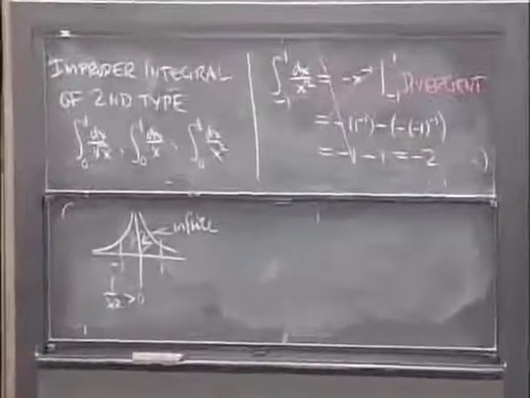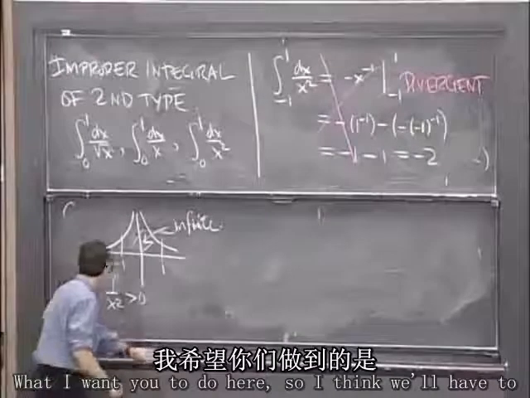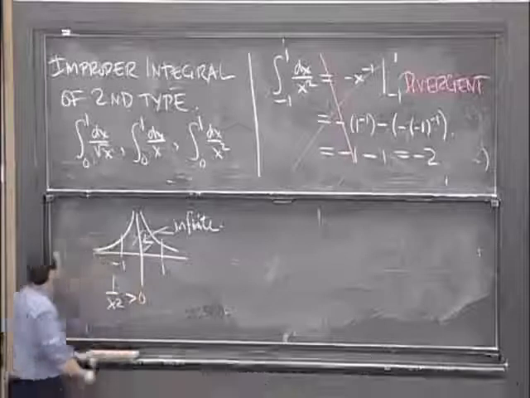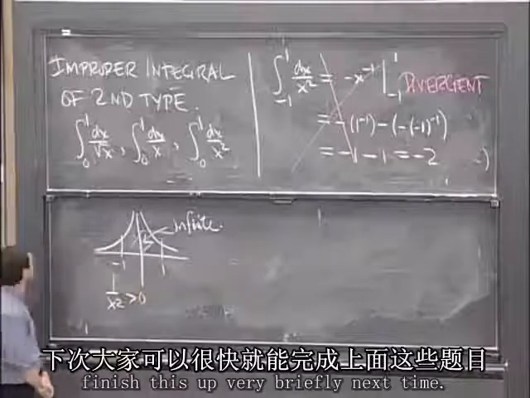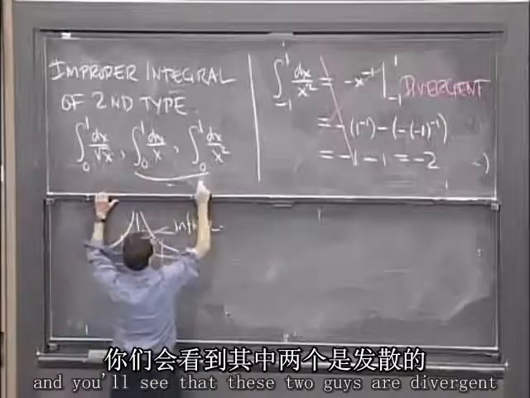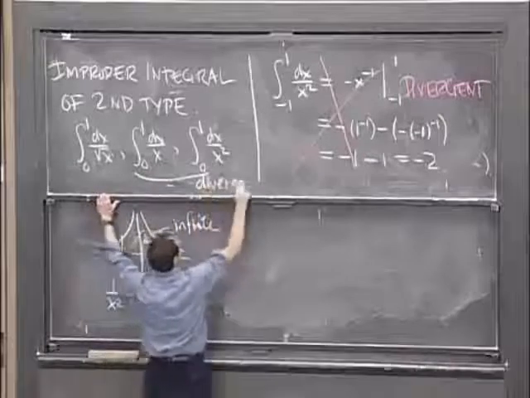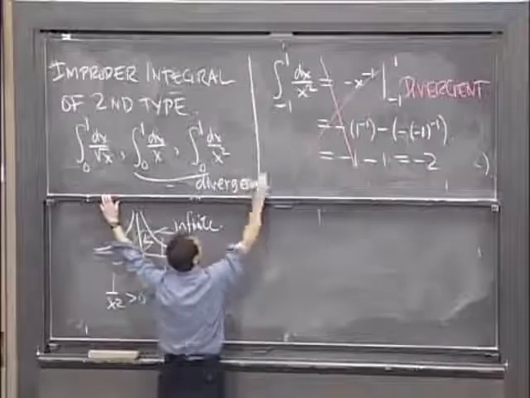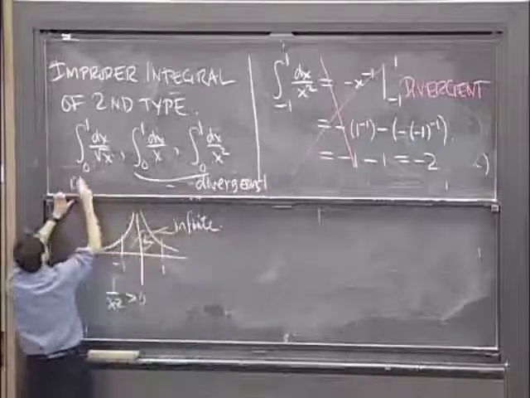So what I want you to do here, I think we'll have to finish this up very briefly. Next time, we'll do these 3 calculations, and you'll see that these 2 are divergent, and this one converges. And we'll do that next time.